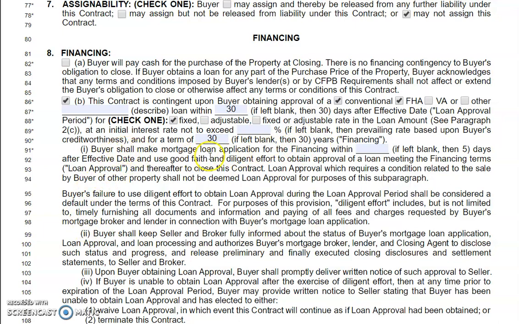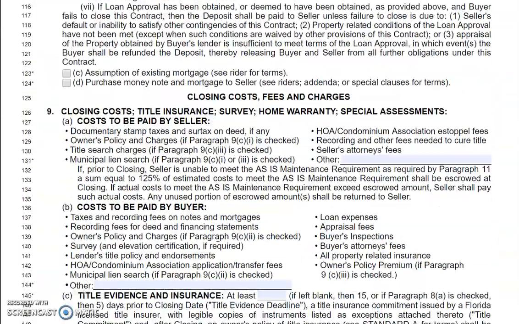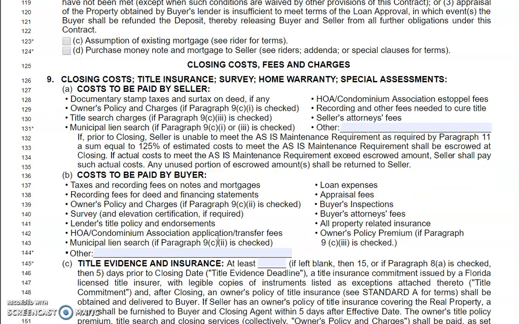Okay, buyer shall make a mortgage loan application for the financing within... Well, we assume that he's already pre-approved, so I can put 1 day, but you can put 1, 2, 3, 4 if he wasn't pre-approved. But normally it's already pre-approved, so he went to the bank. I'm going to put just 1 day. You can put any number there.